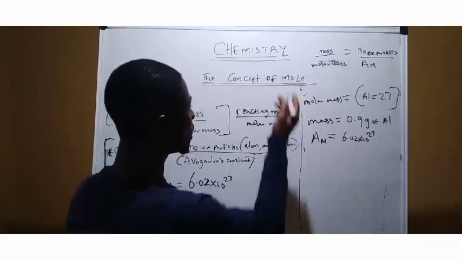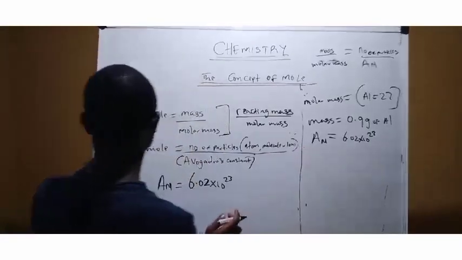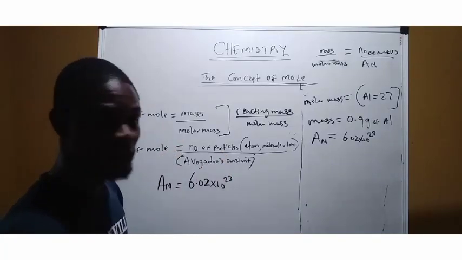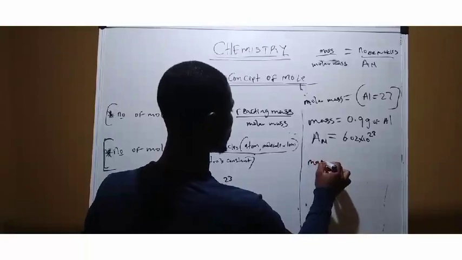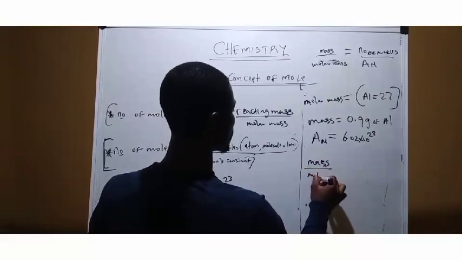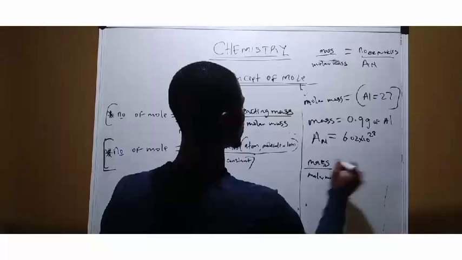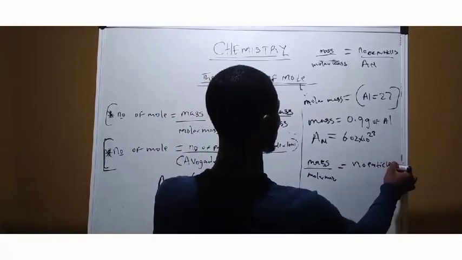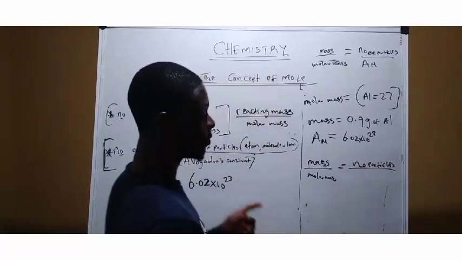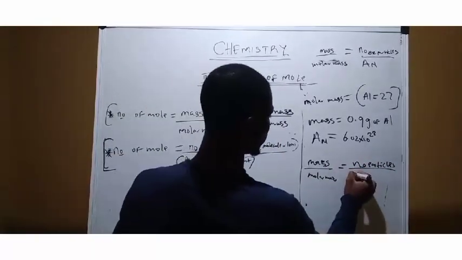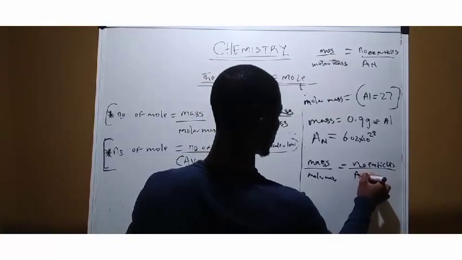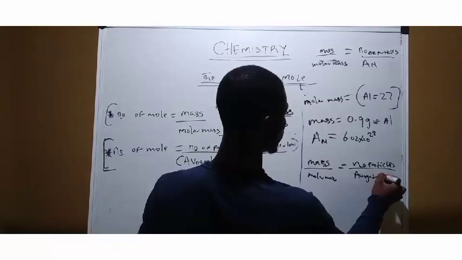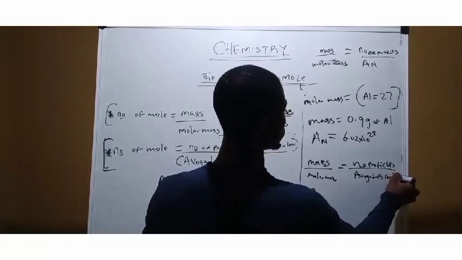Now, like I said from what I wrote at the top, we can equate the two equations, because mass over molar mass can also be equated to number of particles over Avogadro's constant, since they both give you number of moles. So we can say number of moles equals mass over molar mass, which also equals number of particles over Avogadro's constant. I'm abbreviating them, so bear with me.